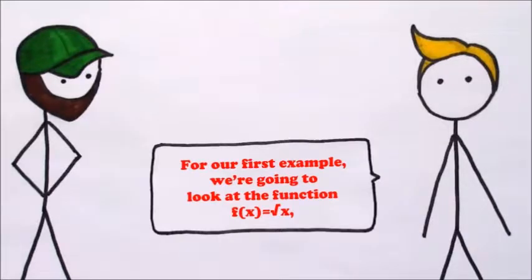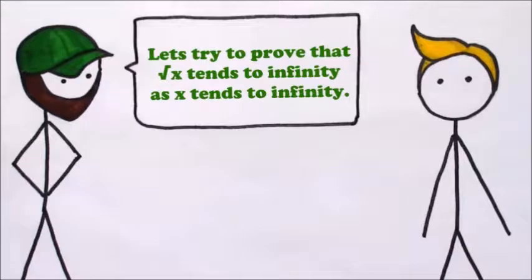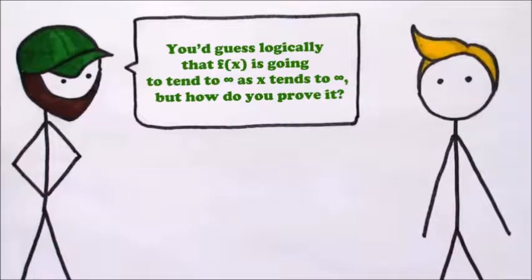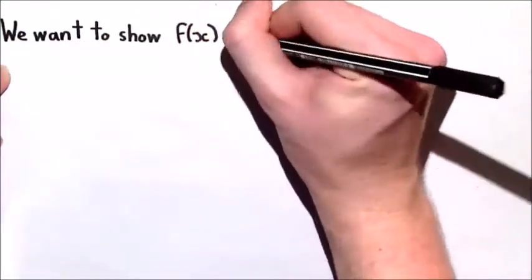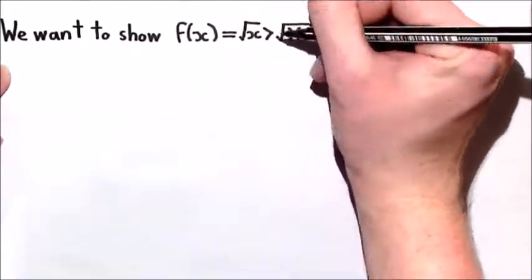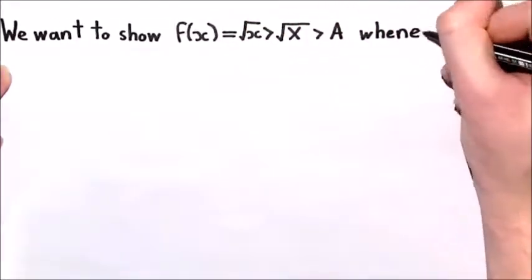For our first example, we're going to look at the function f of x equals the square root of x. Let's try to prove that the square root of x tends to infinity as x tends to infinity. You'd guess logically that f of x is going to tend to infinity as x tends to infinity, but how do you prove it? Well, you want the final line of your proof to look like f of x equals the square root of little x, which is greater than the square root of big X, which is greater than a, whenever little x is greater than big X.